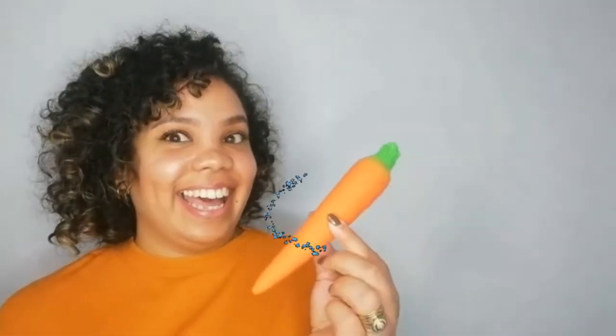Let's move on to number 3. Number 3 is object TPR. Now this is where you use different objects around you and props to help introduce new vocabulary to your students. For example, ta-da! Exhibit A. Carrot. Carrot. Now you are showing your students that they are expected to say carrot.